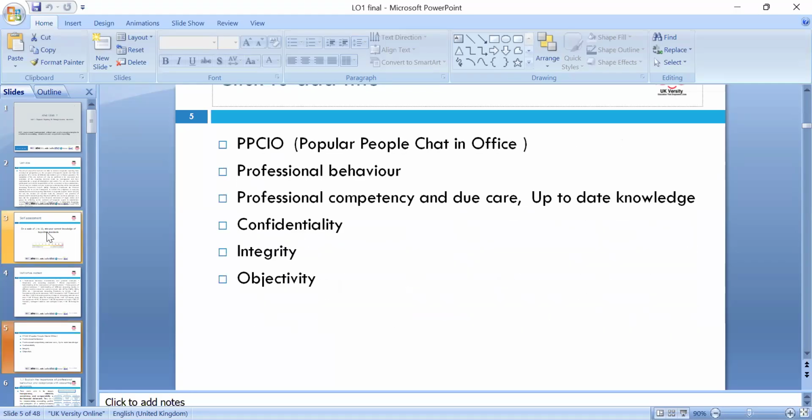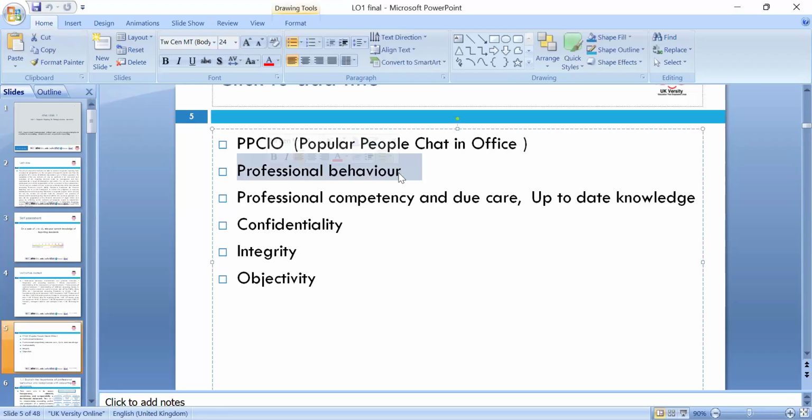So please, to remember easily the professional code of ethics, we use the word popular. Some people are very famous, they chat in the offices and we know them, and popular people chat in office. So if you want to remember these ethics, the first P is professional behavior. Of course, not conflicting information, true and fair information, not hiding, integrity.